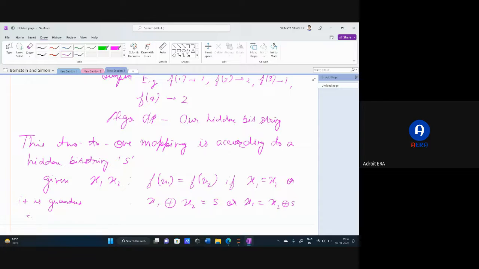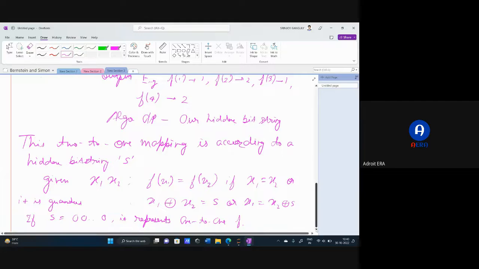So if s is equal to all 0s, it represents a one-to-one f, meaning a one-to-one function. So it is decided directly. If s is equal to all zeros, it represents one-to-one. But if it is not, then definitely it is two-to-one. That is how we can detect.